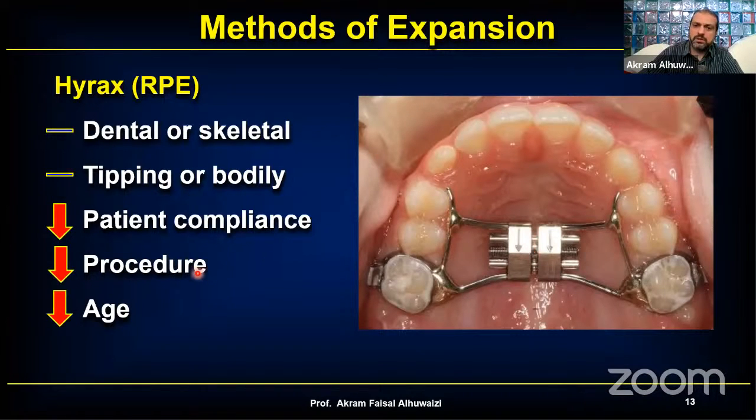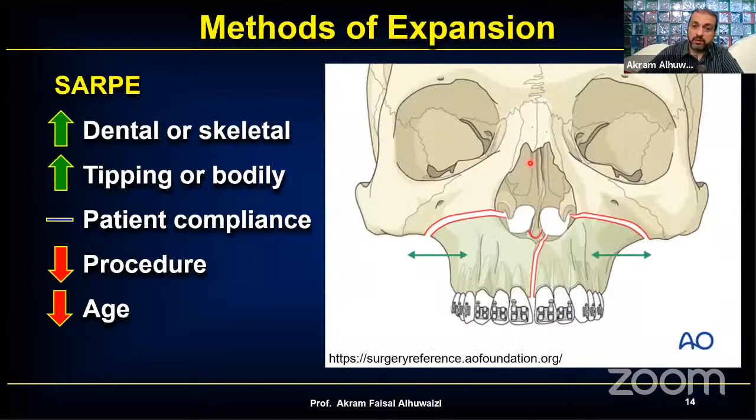The procedure isn't difficult, but it's still not easy because you still have to band. And many times you'll have to band the 4 and the 6, and that makes it a little bit more tedious in work. And for age, you'll have to do this before the ossification of the mid-palatine suture. So that's before the age of 13, let's say. So that's a limitation. There is SARPE, or surgically assisted rapid palatal expansion, and this is usually reserved for adults.